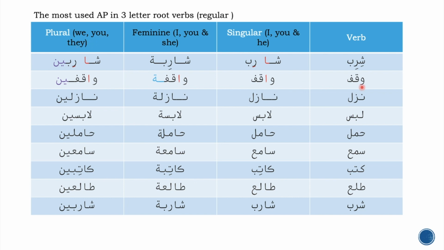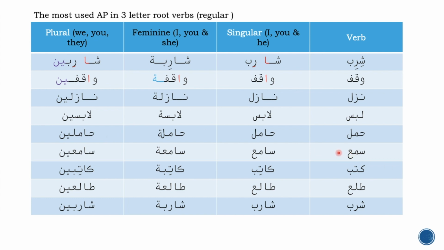وقف, the verb to stand or to stop, becomes واقف, واقفة, واقفين. نزل, which means to get off or to stay at a place, to stay at a place during holiday or during travel or trip: نازل, نازلة, نازلين. لبس, which means to wear or to dress: لابس, لابسة, لابسين. And then we've got حمل, which means to carry, and it becomes حامل, carrying, حاملة, حاملين.